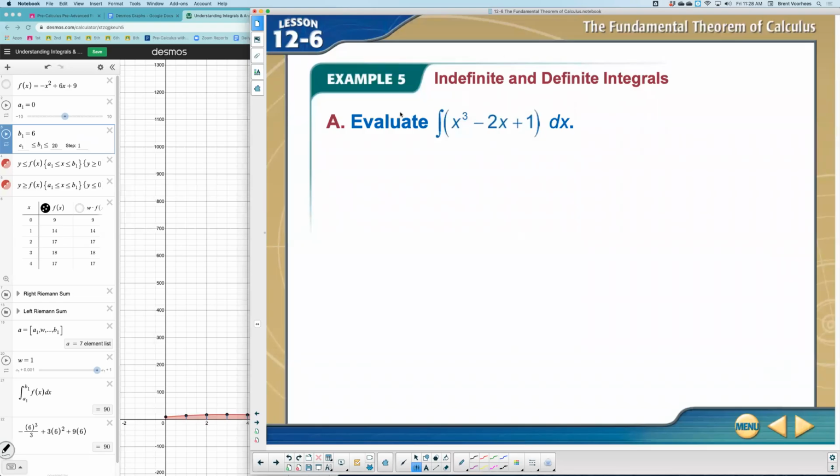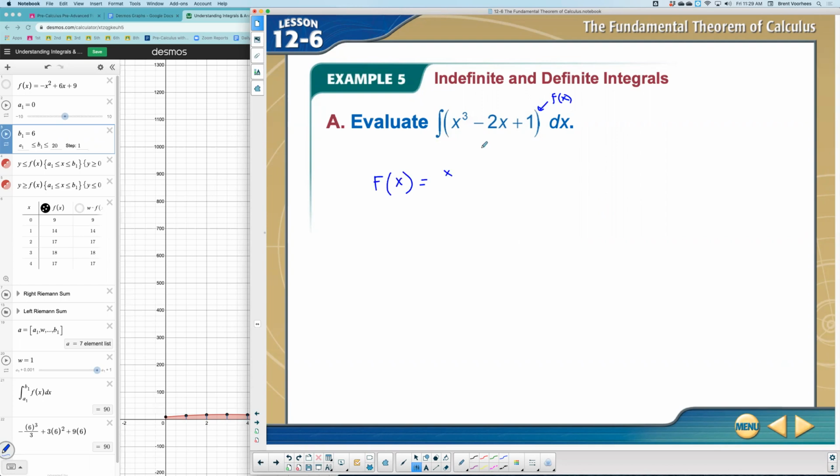Example 5. Let's walk through some of these, going a little bit quicker. All right, so this is an indefinite integral. That means there's no intervals. So in general, what you would do is we're going to say this is f of x here. That is f of x. So I want to find the antiderivative.